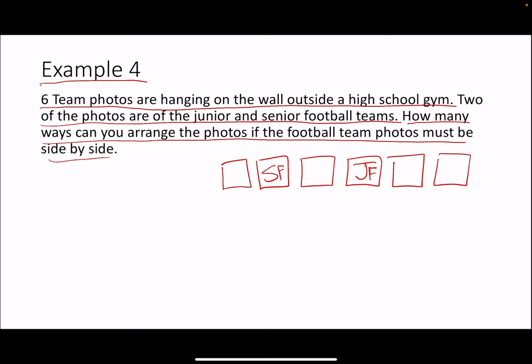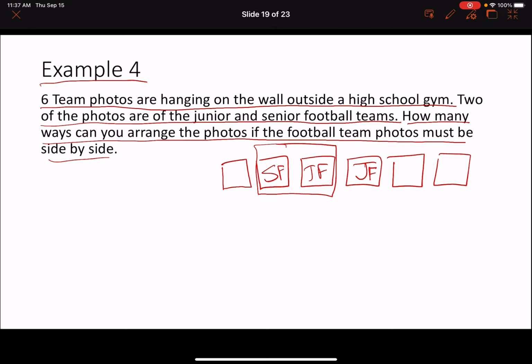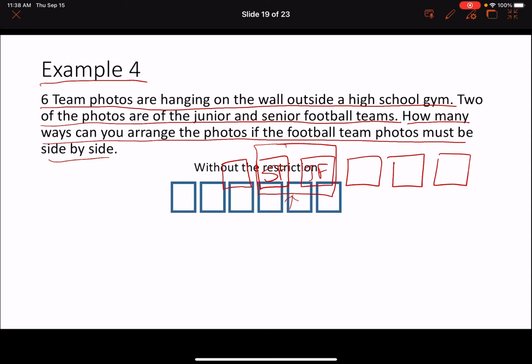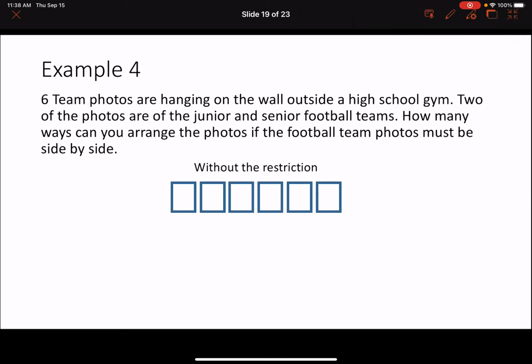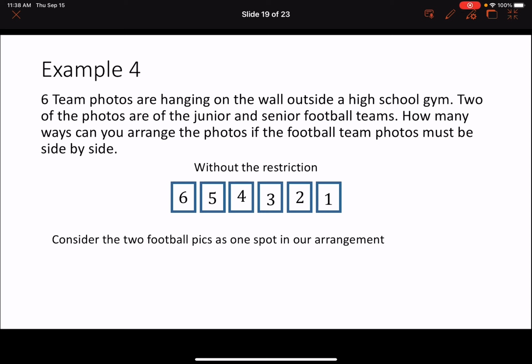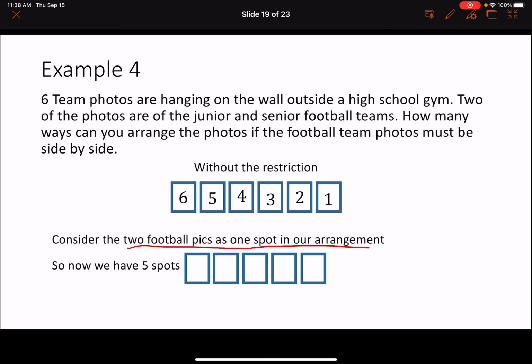So in this type of example, we can consider this. Let's erase what we don't need. We consider junior and senior football players being beside each other as one item. And so, without the restriction, there would be 6 factorial ways. But if we consider the 2 football pictures as one spot in our arrangement, then we only have 5 spots. In which case, we have 5 times 4 times 3 times 2 times 1.